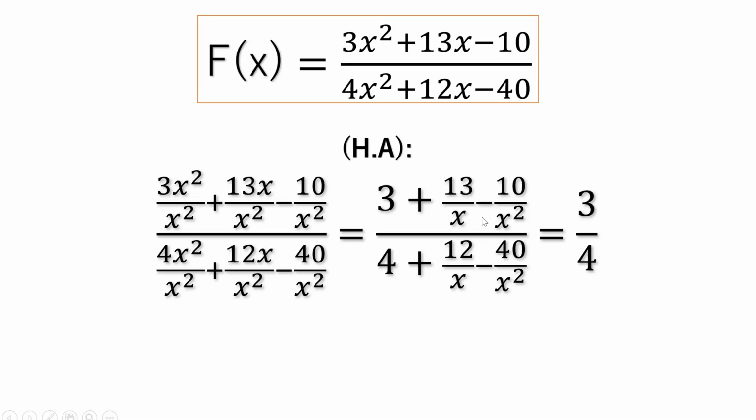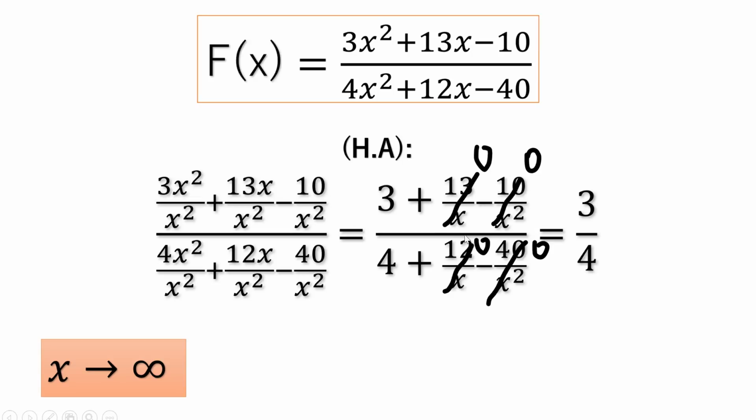In this case, we will regard this number as an infinity, so we will regard it as a 0. So the final answer is 3 over 4. So horizontal asymptote is y equals 3 over 4.